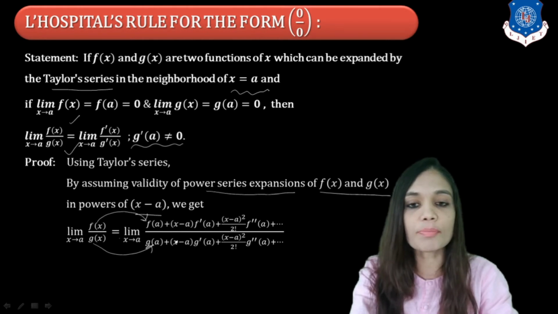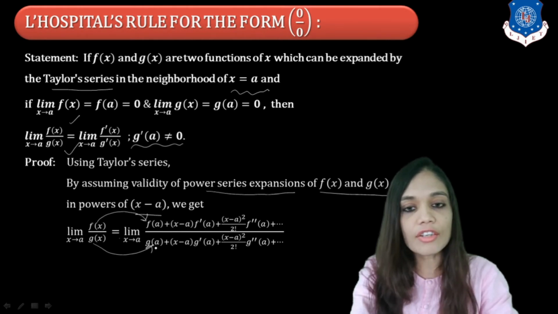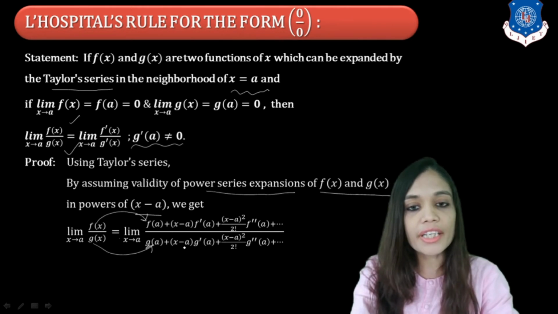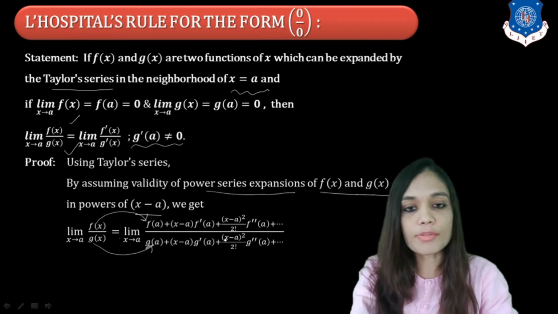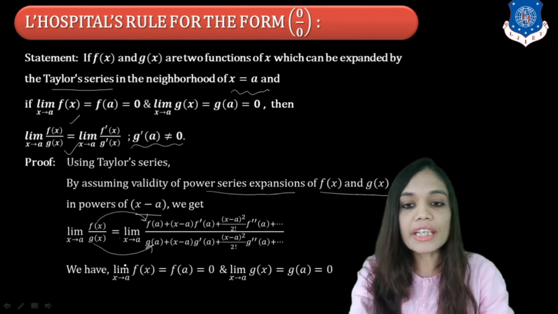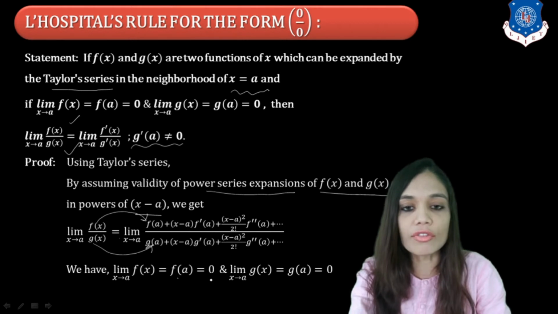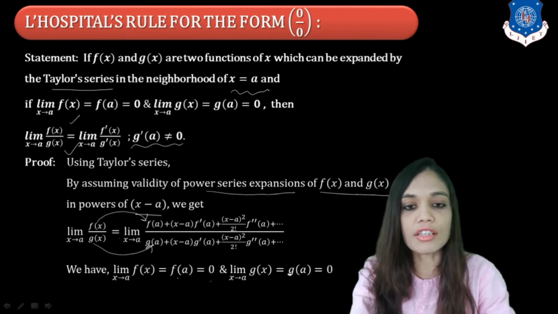Similarly, write the series expansion of g of x, that is equal to g of a plus x minus a g dash of a plus x minus a whole square upon 2 factorial g double dash of a plus and so on. Now we are given that limit x tends to a f of x is equal to f of a is equal to 0 and limit x tends to a g of x is equal to g of a is equal to 0.